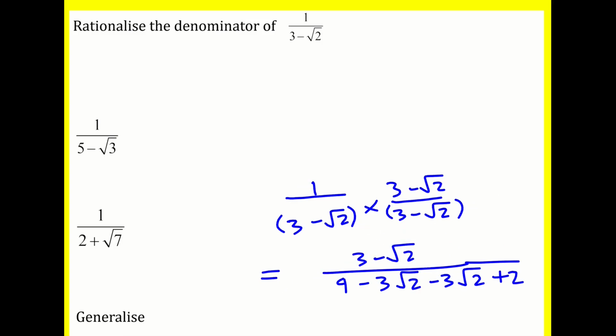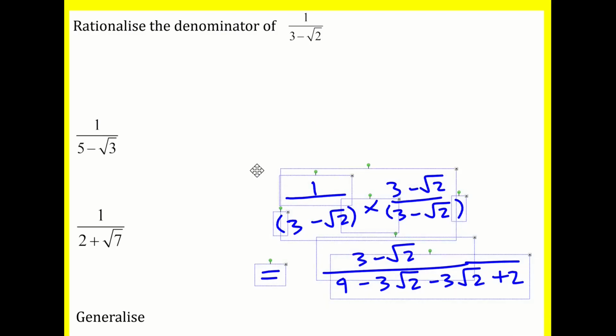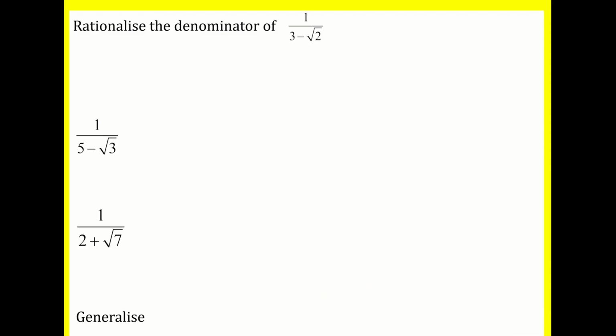How can we manage to get rid of the surd? What can we times by to somehow cancel it out? Well, here's the answer. You can actually, let me just delete that. You can actually take your 1 over 3 minus root 2 and times it by 3 plus root 2 over 3 plus root 2. And we'll see why that works.